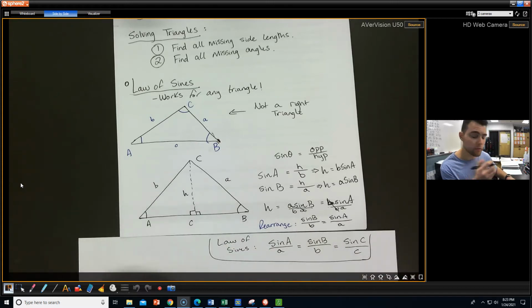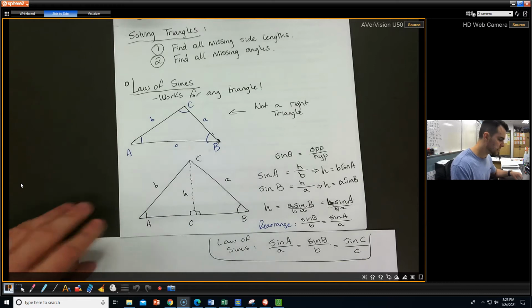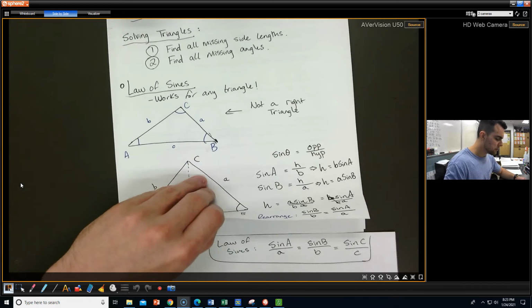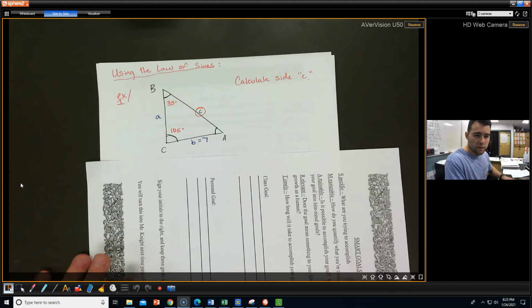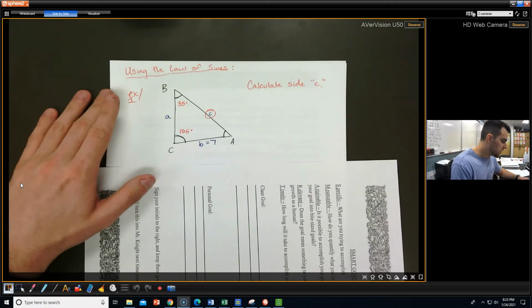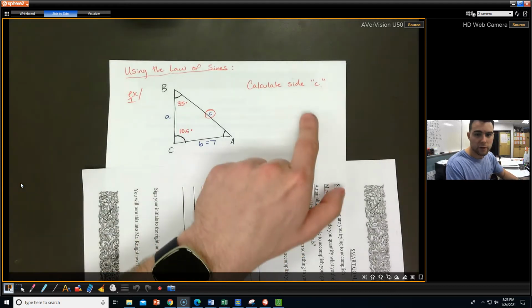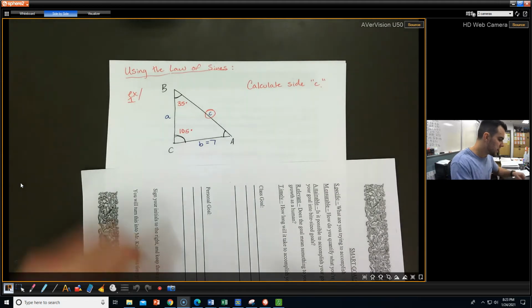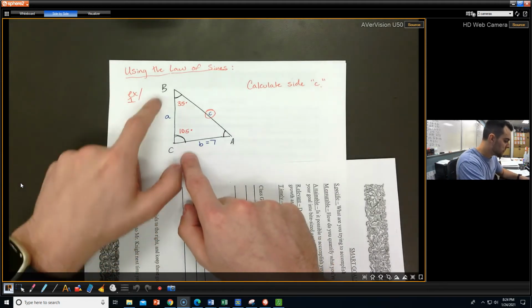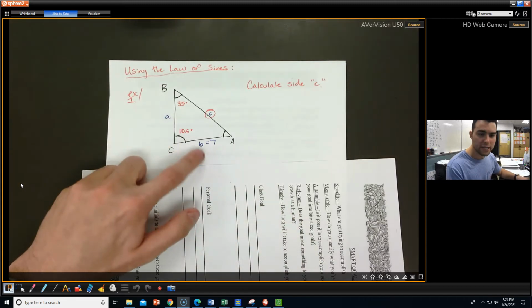Definitely write that down. We are going to be working with it right now. Okay? So let's go ahead and put a couple of examples under our belt. We are going to start with this first example right here. Okay, so what we want to do is calculate the side length of c. Well, if you look at this, we have angle C and angle B. We also have side length b.